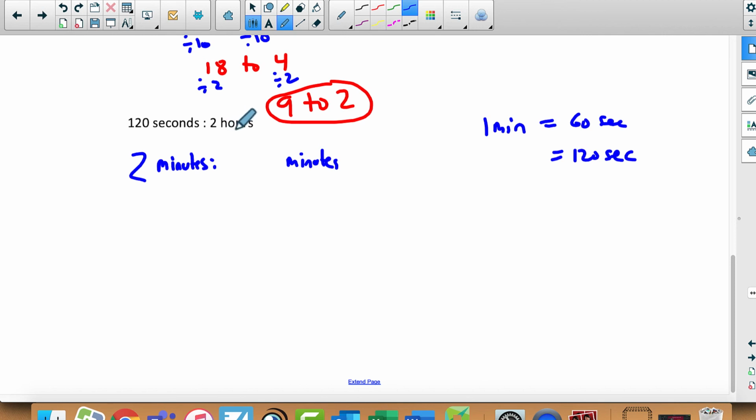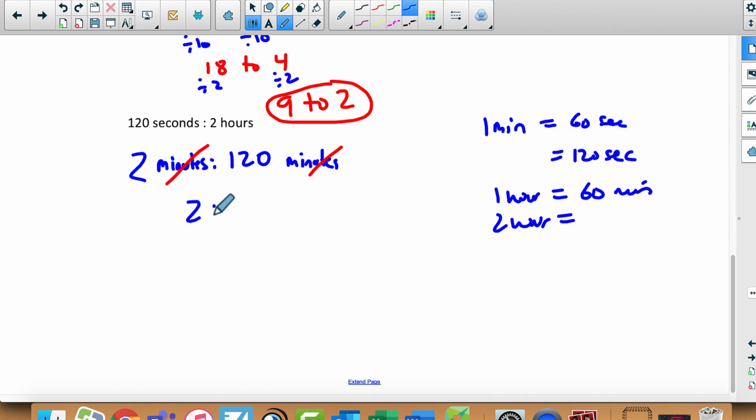Okay, 2 hours. How many minutes are in an hour? 1 hour equals 60 minutes. We have 2 hours. Look, you could again cross multiply if you want. 2 times 60 is 120. Divided by 1 is still 120. But you probably know already that 2 hours is 120 minutes. Awesome, we now have the same units. So what do we do with the units? Get rid of them. We get the answer 2 to 120.